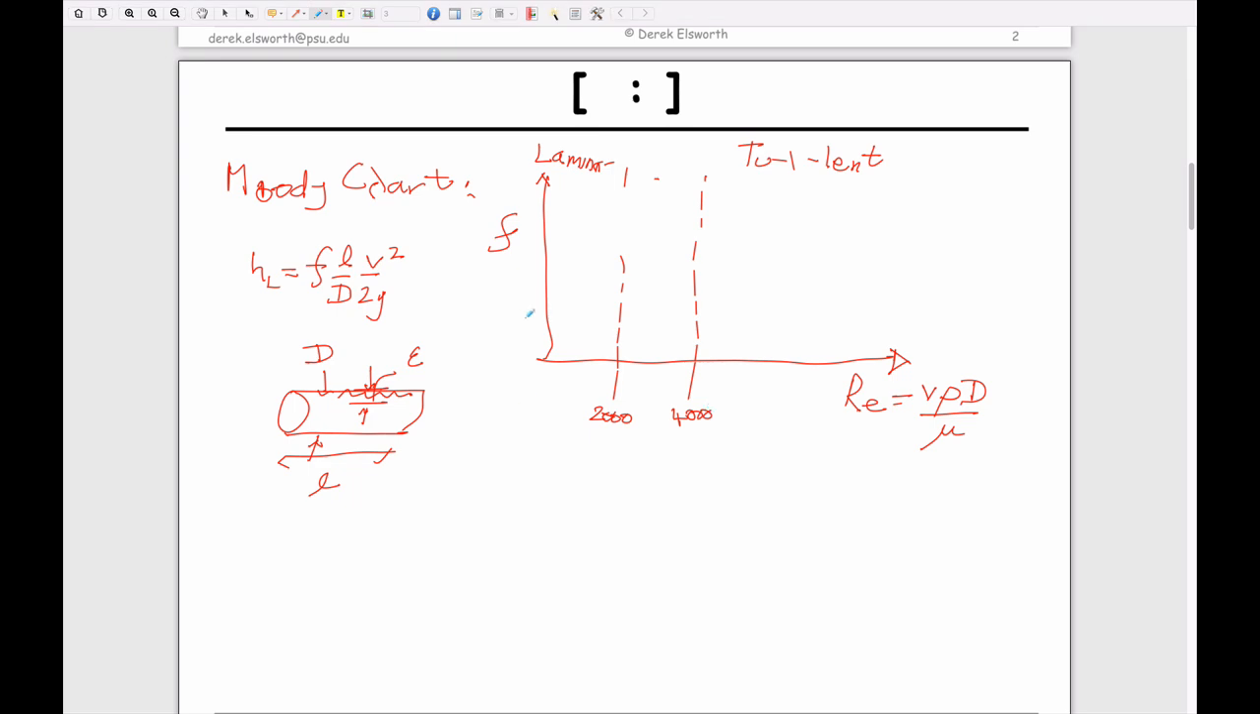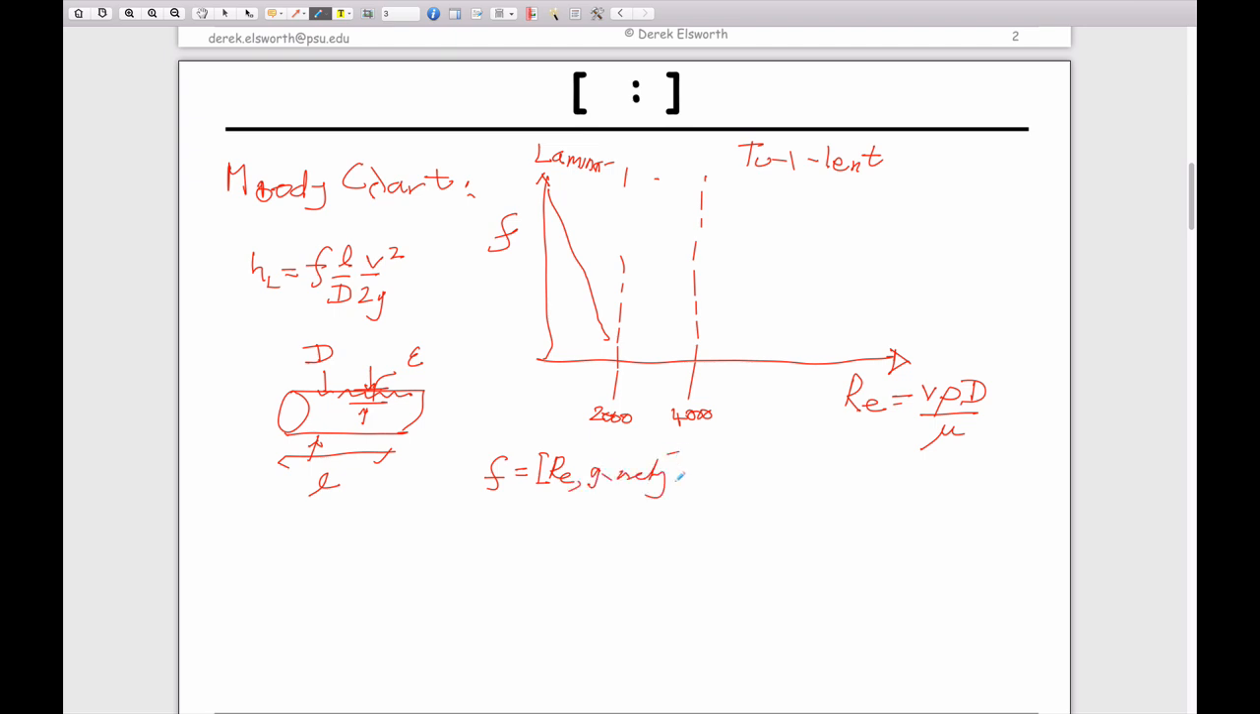And the behavior within each of these regimes is that in the laminar regime, the friction factor is a function of Reynolds number, and maybe geometry of the pipe, whether it's circular or not. So I'll call this geometry.